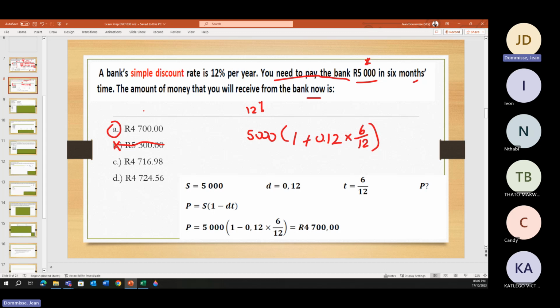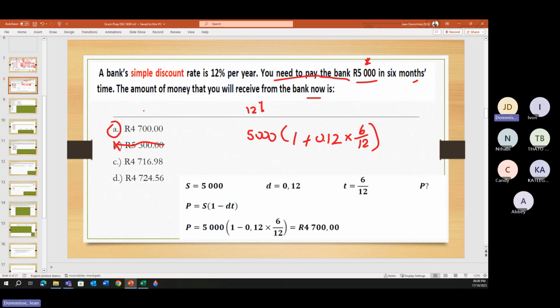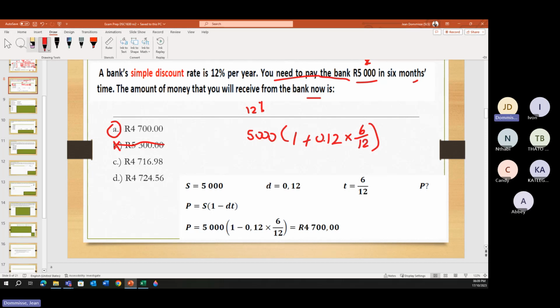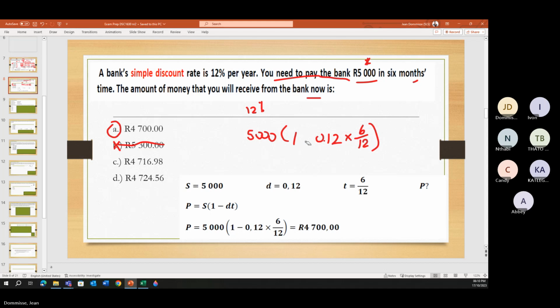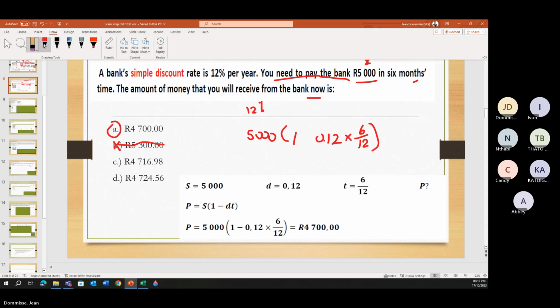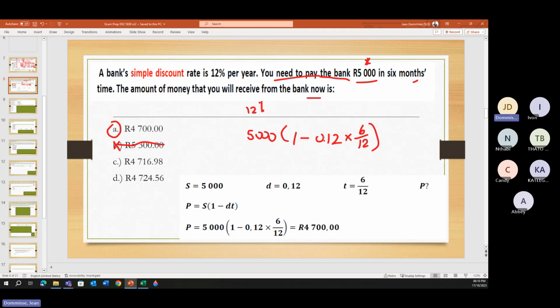Okay, so with this one, simple discount, you basically just need to work out what the beginning value is of the discount. Again, sorry, there was just a mistake in my slide: it's actually not simple discount, but simple interest.